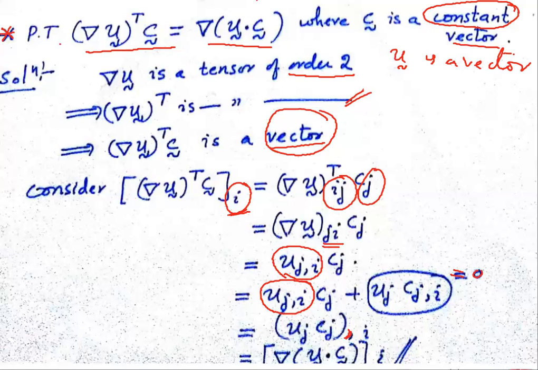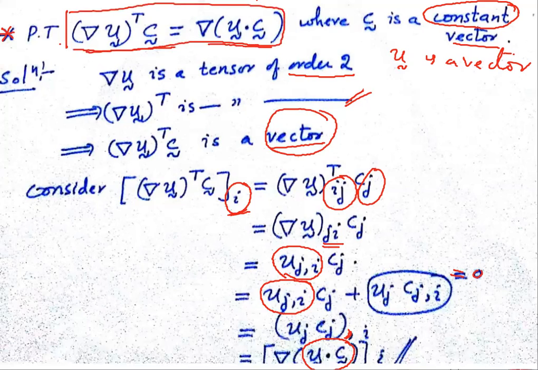Now, what is uj, cj? Uj, cj is nothing but u dot c. Comma I is nothing but gradient of that. And I here and here also. Therefore, we have proved gradient u transpose c is nothing but gradient u dot c.